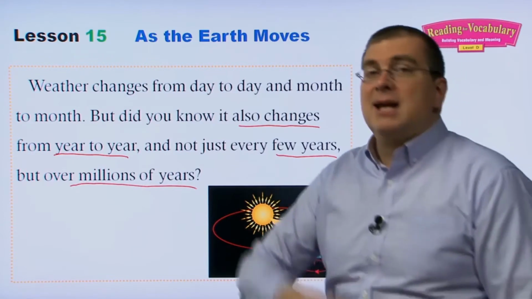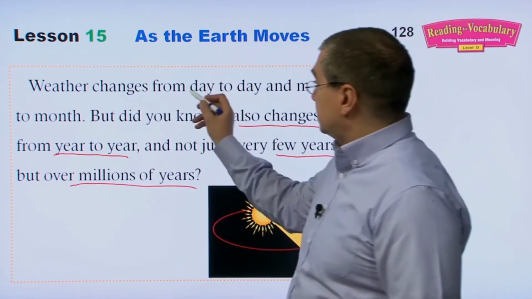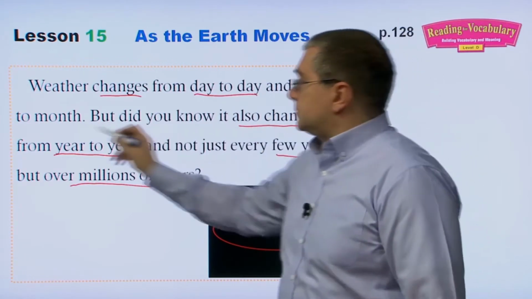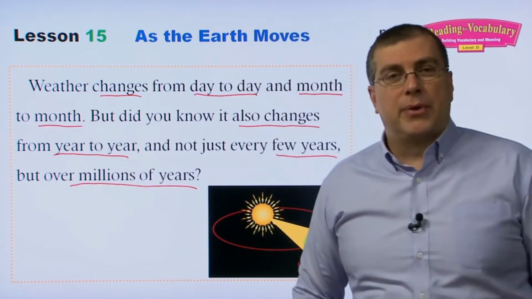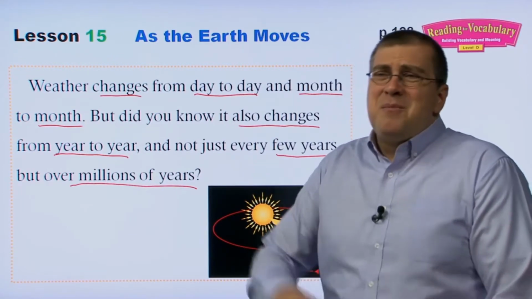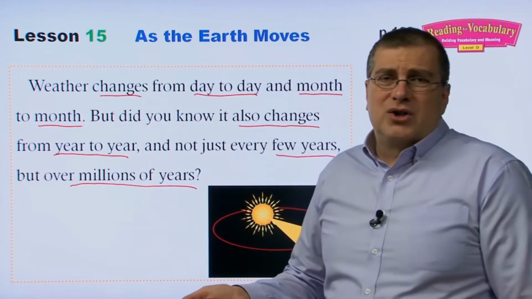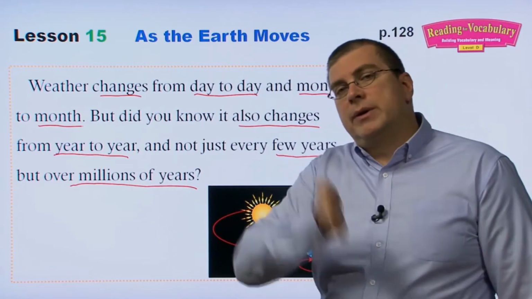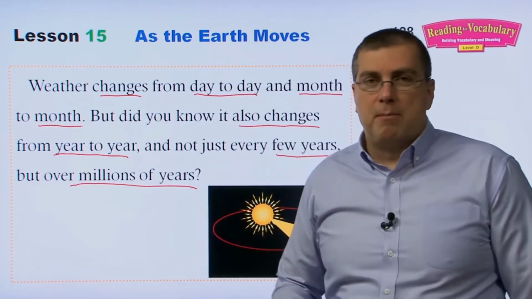One day it's sunny, the next day it might be rainy. So it changes from day to day. And we know it changes from month to month, right? It will probably snow in February. Maybe it won't snow in March. It's probably not going to snow in May, right? So we know that the weather changes from month to month.